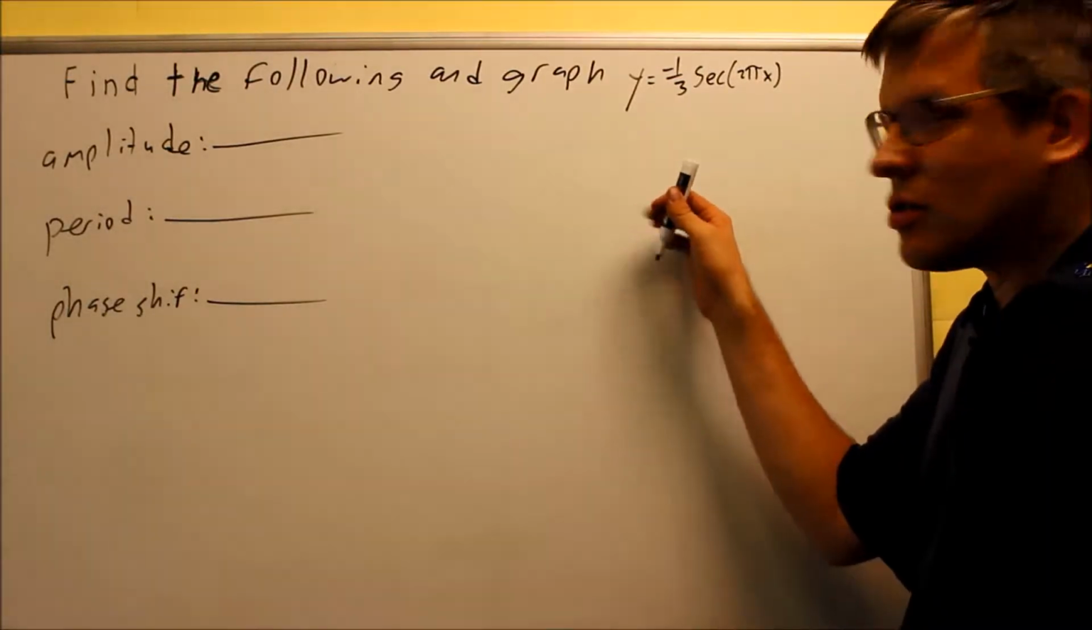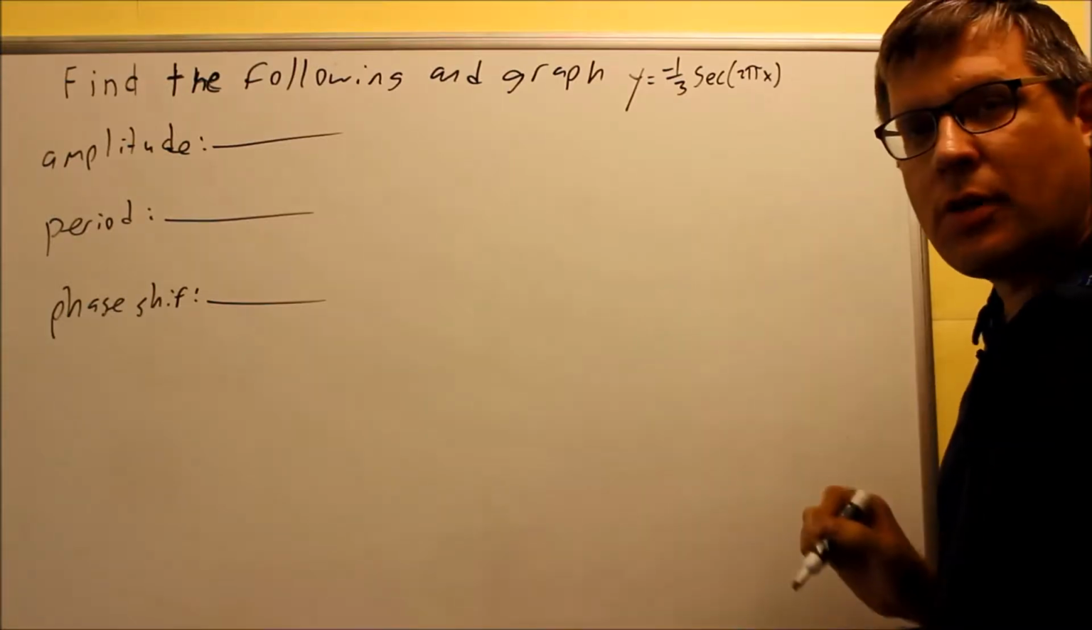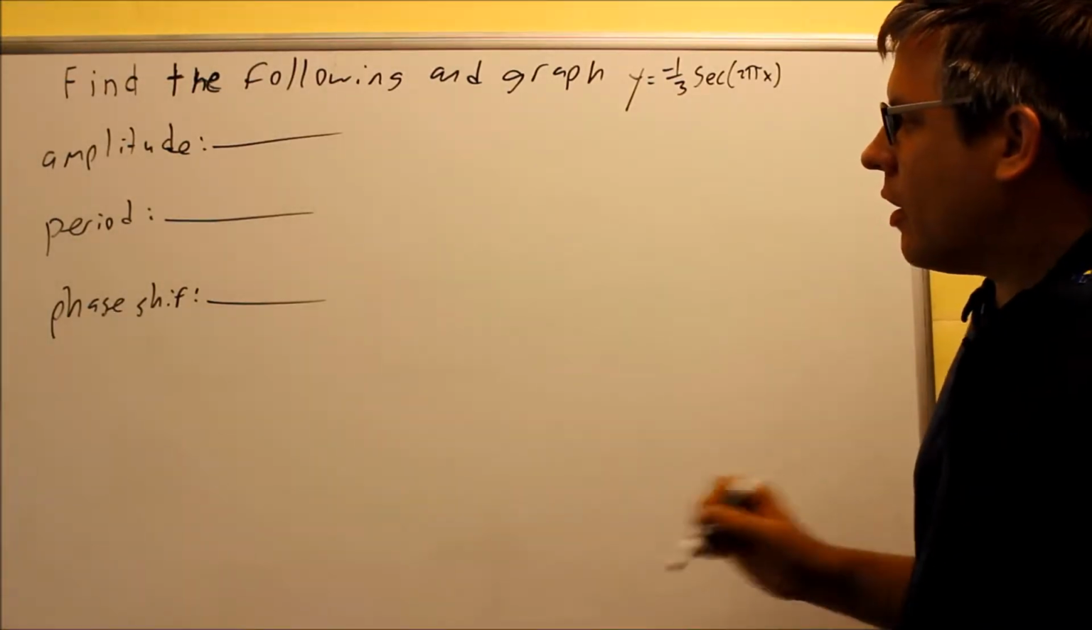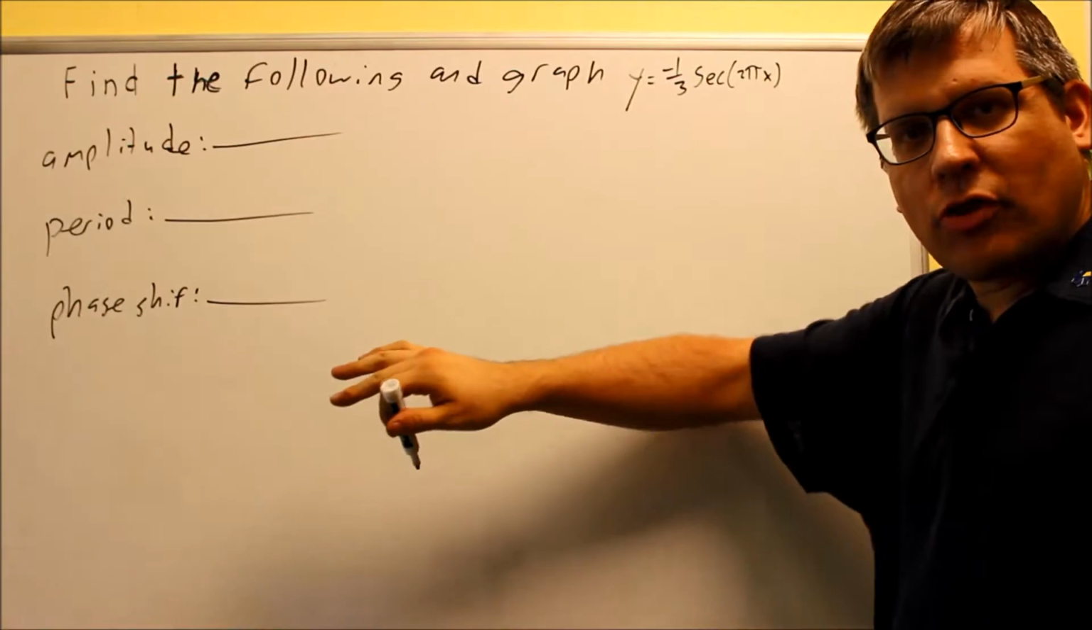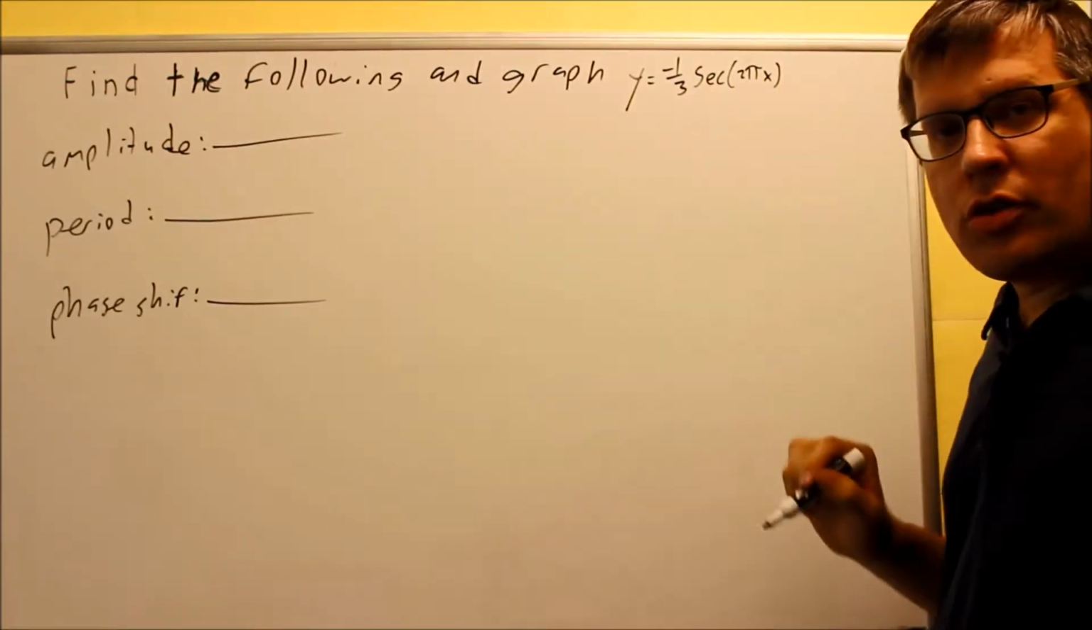Okay, we have a secant graph this time, and we have a negative in front, so we have a negative 1/3 secant of 2 pi x. Okay, we want to find the same piece of information first, and we're going to graph a cosine graph, and then we'll come back and fill it in with the secant.